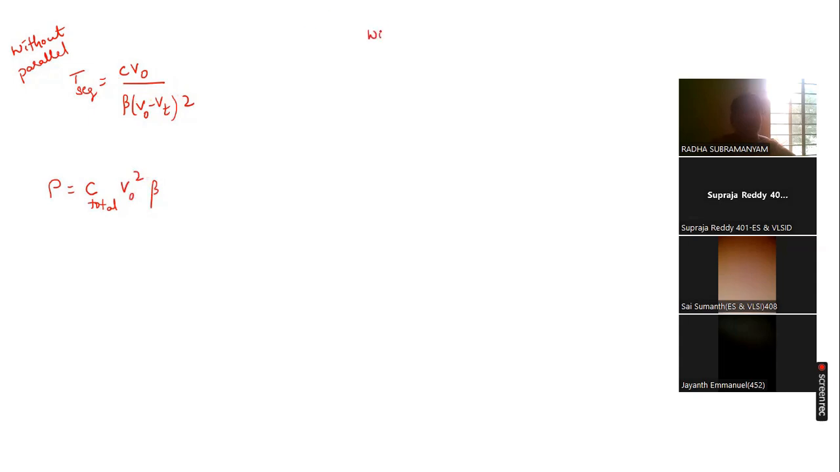Now coming to with parallel processing, what happens? This will become L into T sequence, and the capacitance charge will become C only. And V0 will become beta V0 divided by K. I have written this formula wrong. This is a constant K, and K into V0 will become beta V0 minus Vt whole square. This is the propagation delay equation when parallel processing is introduced.